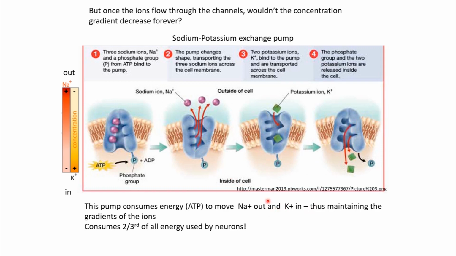Now this is not the only type of pump that is present. There are many other pumps that move different ions across their concentration gradient. So there is a pump for calcium ions, there is a sodium calcium exchange pump, and so on. So all these pumps work together to maintain the gradients. So far we have seen the basic molecules that make the generation of electrical activity possible in neurons.